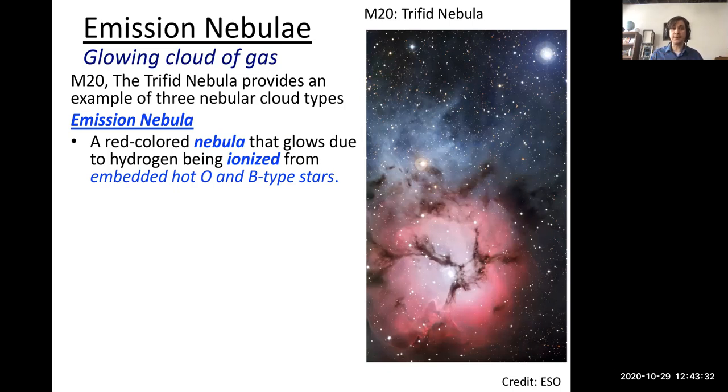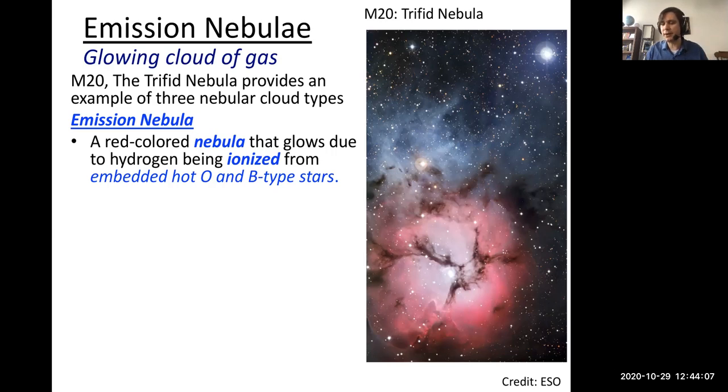Well, it's because the hydrogen there is highly energetic. All of the emission nebulae have at least one, sometimes more, embedded hot O and B type stars. These are the hottest stars that are out there. Wien's law tells us that the peak of their blackbody spectrum is in the ultraviolet, so most of the light that they give off is ultraviolet radiation. We call that ionizing radiation because that's the kind of energy we need to ionize something like hydrogen.